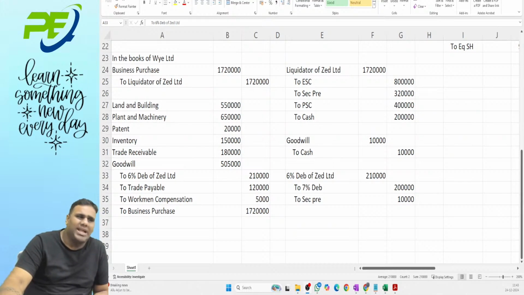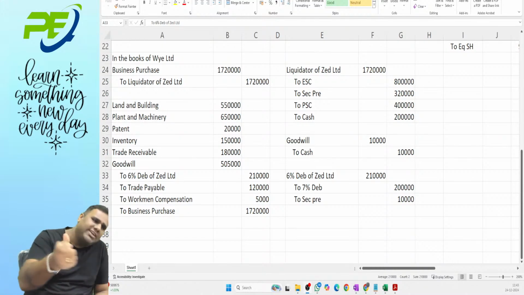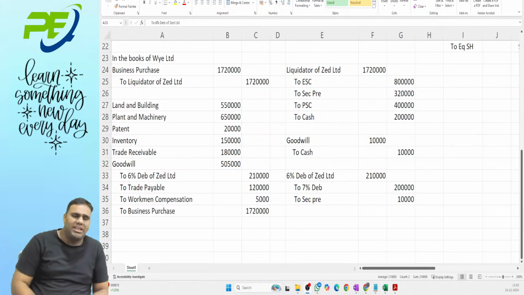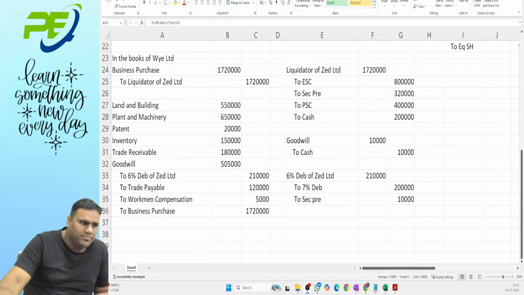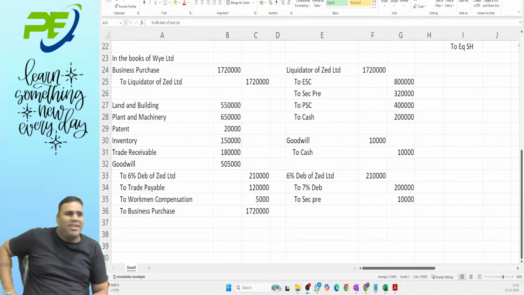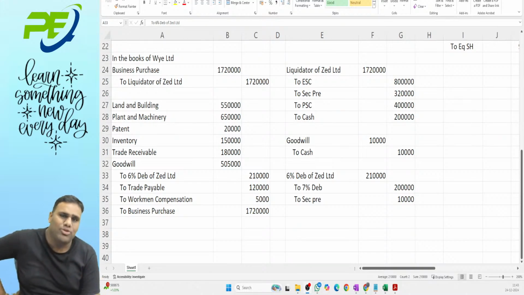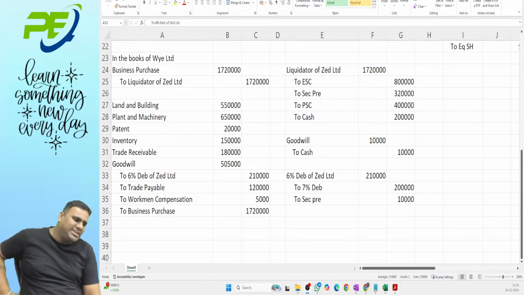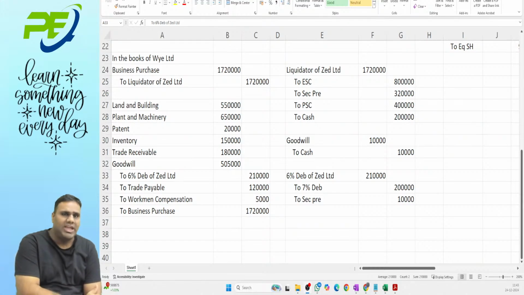For both the methods it is the same. That's why I did not give the method itself. Wherever there is a change, I will tell you. Purchase this and selling company this. So the entries will remain common under both the methods. Only the amounts will change. We have a problem for that.